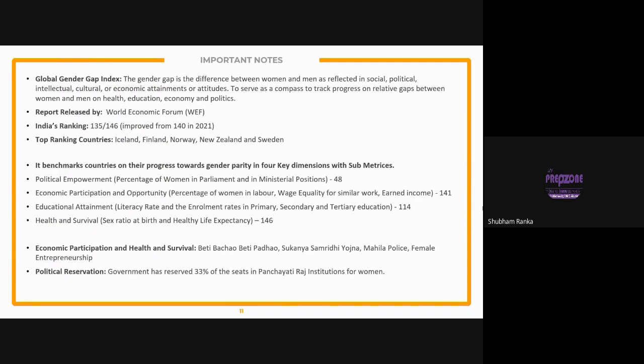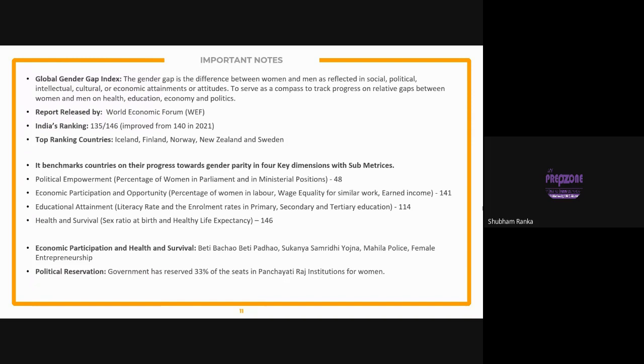And it serves as a compass to track progress on relative gaps between women and men on health, education, economy, and politics. So 4 very important aspects: health, education, economy, and politics. उन सब के अंदर जितना भी gender gap है, वो ये calculate करता है. Again, जो workplace gender gap है, वो सारे issues हैं that this particular index doesn't calculate very effectively. मतलब parliament वैसे jobs के अंदर it calculates, but बाकी में नहीं करता.